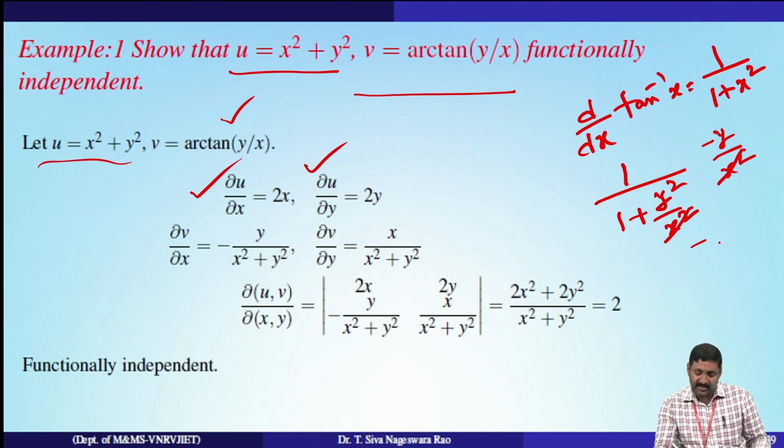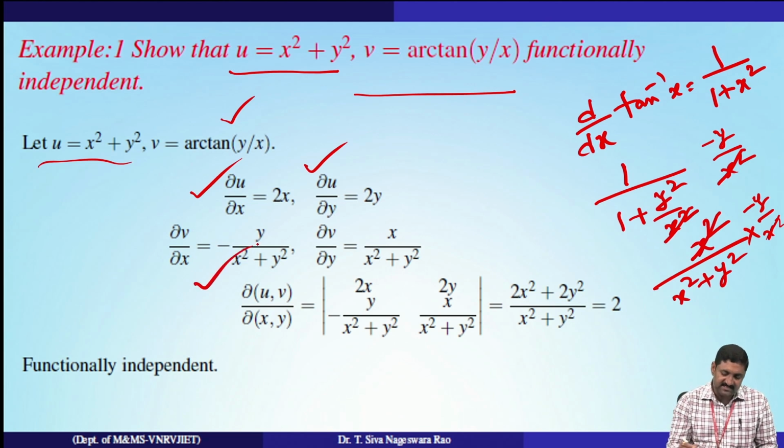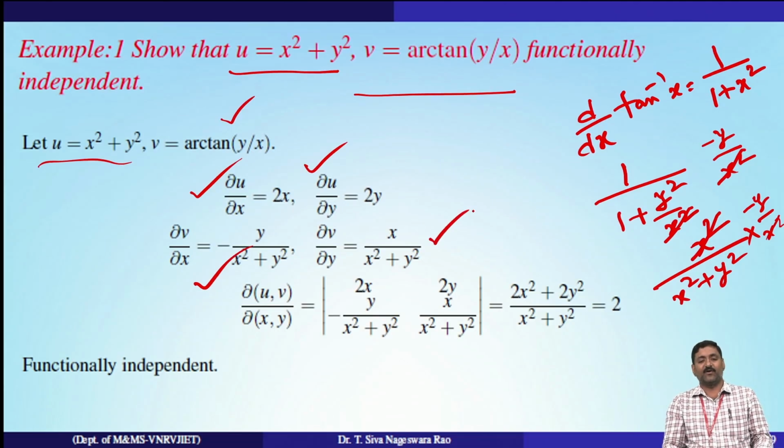Now here we need to simplify. That is x square by x square plus y square multiplied by minus y by x square. So x square gets cancelled, and you get the resultant value as minus y by x square plus y square. Similarly, in the same way, we find the partial derivative of v with respect to y as x by x square plus y square.